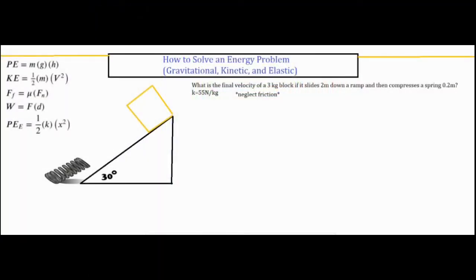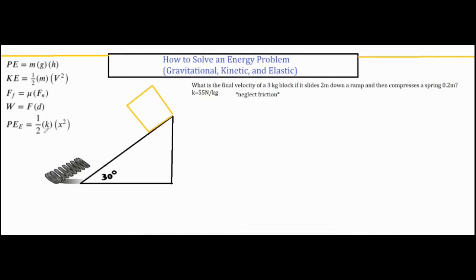In this video, I'm going to be talking about how to solve an energy problem using the work-energy theorem. And this particular problem involves gravitational potential energy, kinetic energy, and elastic potential energy, which are three common types of energy that may be involved in one of these problems.